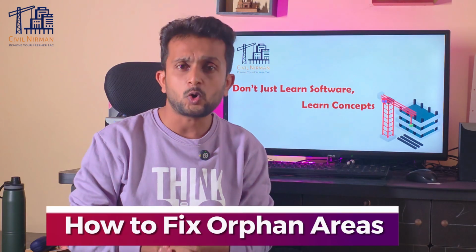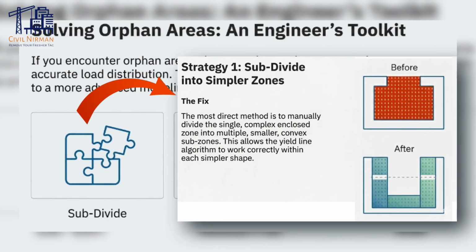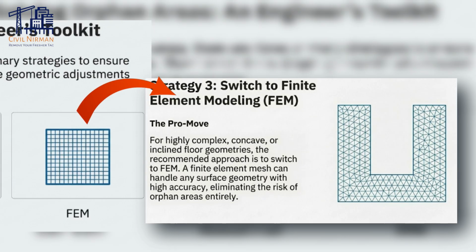So how to fix orphan areas? Let's understand. See, if you see such orphan areas, don't panic. You can manually divide your enclosed zones into smaller subzones or manually apply area loads to those missing regions. STAAD also recommends switching to FEM modeling for highly complex or concave floor geometries because finite element meshes can handle such surfaces more accurately.